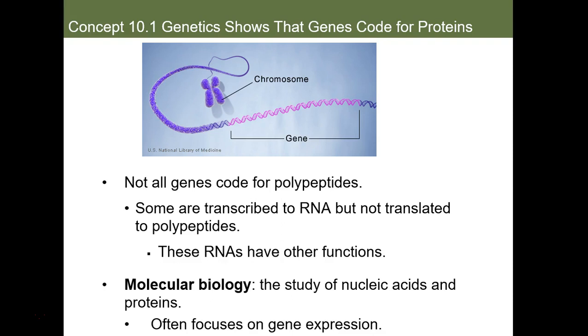It is important to note that not all genes code for polypeptides. If you remember a while back, polypeptides are chains of amino acids that make up proteins. Some genes are transcribed to RNA, but not translated to polypeptides. These RNA have other functions. Molecular biology is the study of nucleic acids and proteins, which often focuses on gene expression. This chapter will just touch upon gene expression, but molecular biology is a vast and growing field.